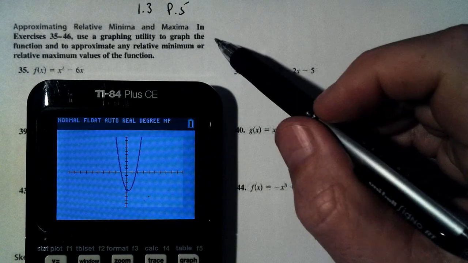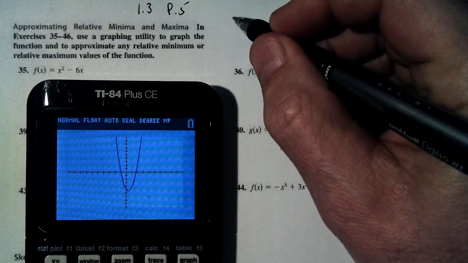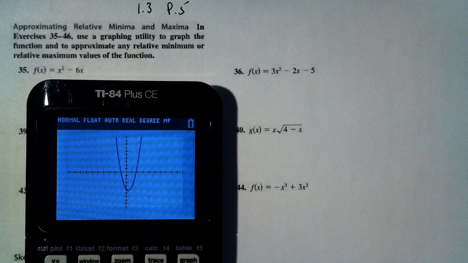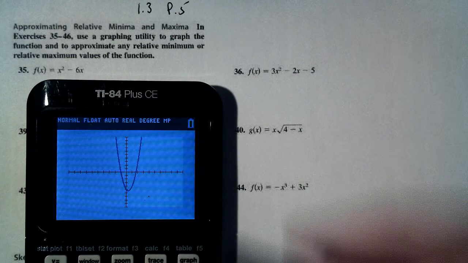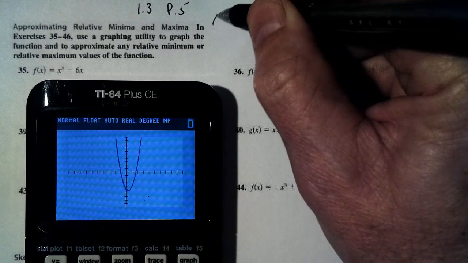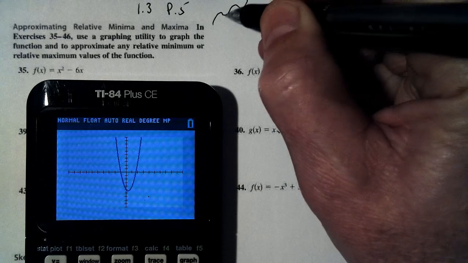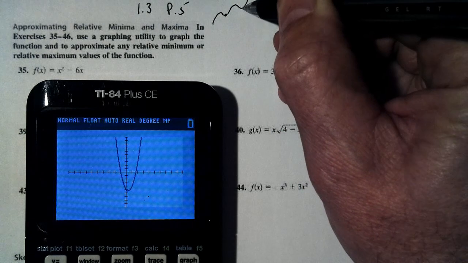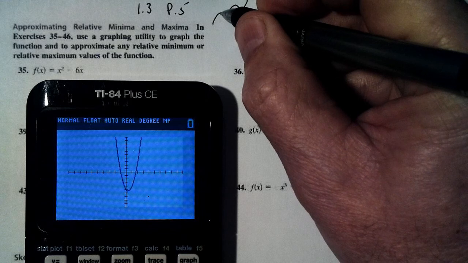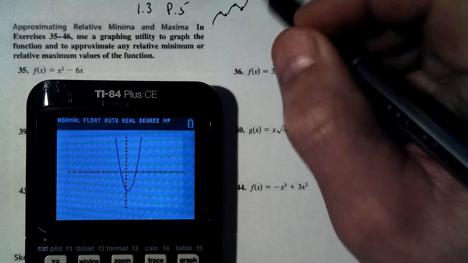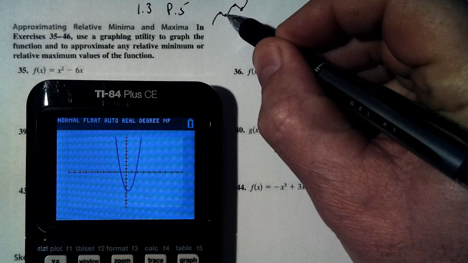And relative maximum, relative minimum. For a relative minimum, you're the lowest point in an interval. It doesn't mean you're necessarily the lowest point on the graph. For instance, this graph has a relative minimum here and here, and likewise a relative maximum here and here. This is not necessarily the minimum of the graph.